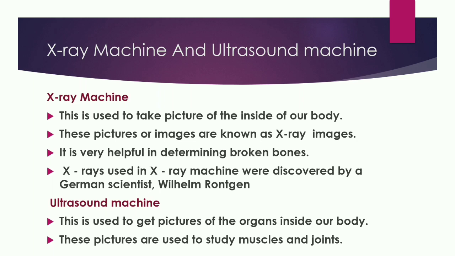Now another such machine is the ultrasound machine. This is used to get pictures of the organs inside our body, like kidney, heart, lungs, various organs. These pictures are used to study muscles and the joints.